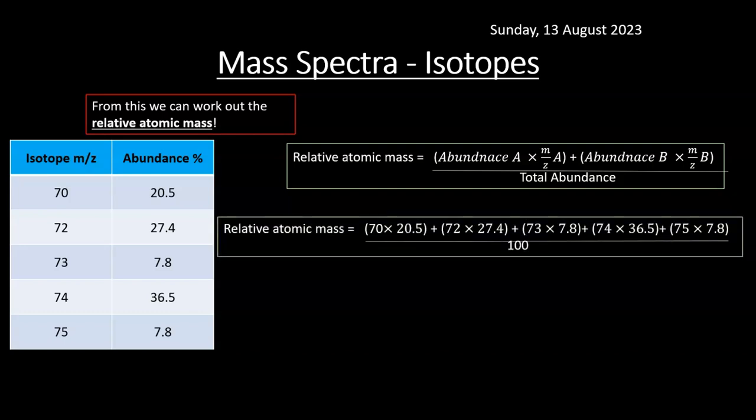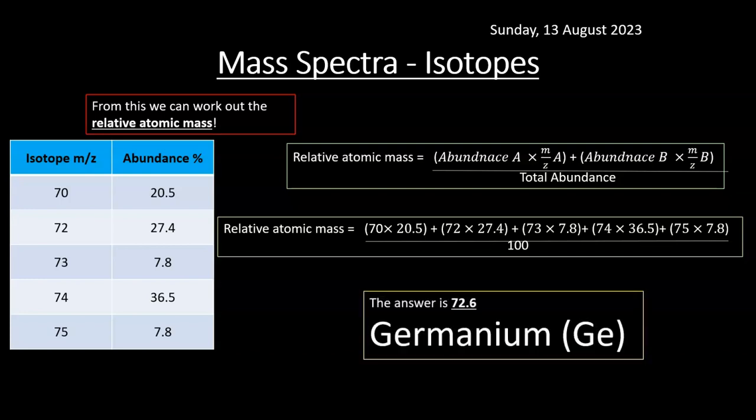So when we do our calculation, and this method you must know, to calculate relative atomic mass, we multiply the isotope mass, 70, by its abundance, 20.5. We then do the same for all the other isotopes, as you can see, and add them all up. So it's the sum of the isotope masses times abundances, all added together, and then divide by 100, because of course these are percentage figures. The answer we come up with in this case to 1 decimal place is 72.6. This is the element germanium, an element in group 4.